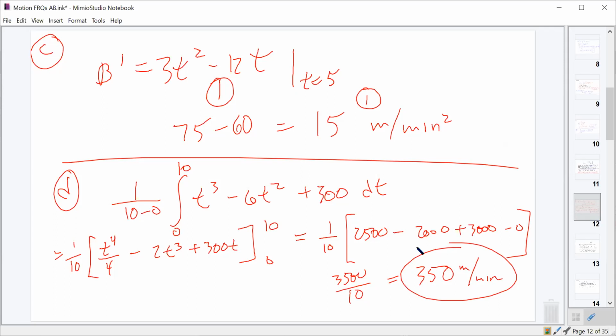Any questions there on part D? 3 points for that one, 1 for setting up with the correct integral, 1 for having the correct antiderivative, and 1 for getting the right answer in the end. Good or no? Any questions on that?